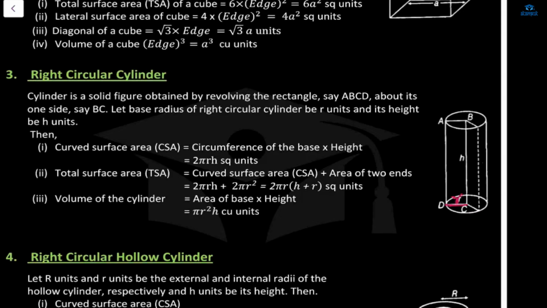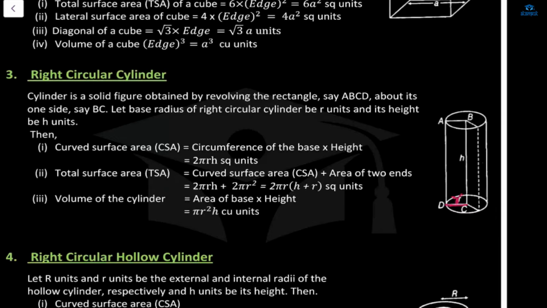In cylinders, you will study two types: the right circular cylinder and the right circular hollow cylinder. A hollow cylinder means it is empty from inside, like a ring. If you take a ring and make a 3D of it, that is a hollow cylinder. Now, come back to your right circular cylinder.